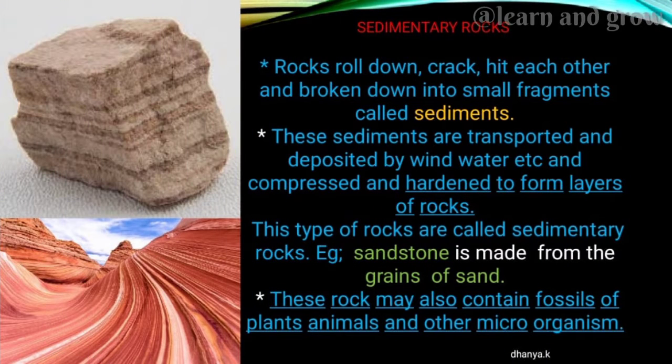Rocks roll down, crack, and hit each other and are broken down into small fragments. These small particles are called sediments. These sediments are transported and deposited by wind, water, etc., and are compressed and hardened to form layers of rocks. This type of rocks are called sedimentary rocks. Example: sandstone is made from the grains of sand.